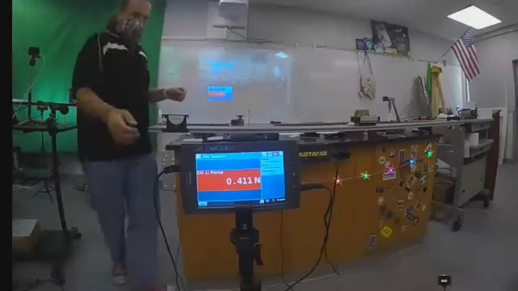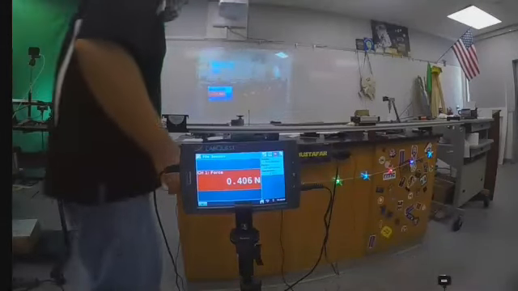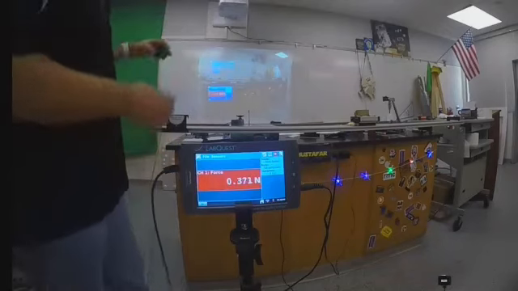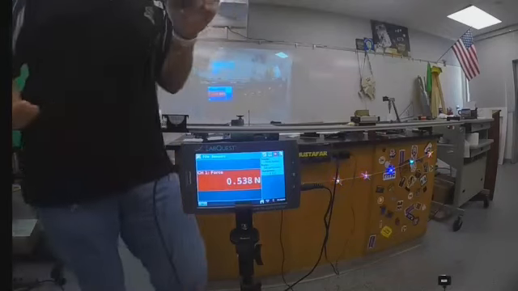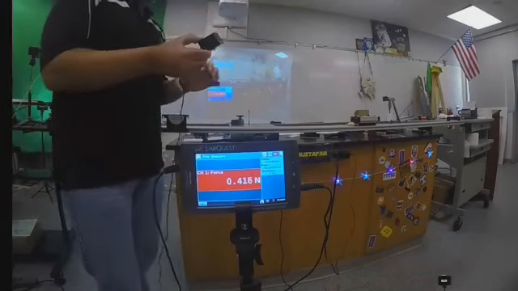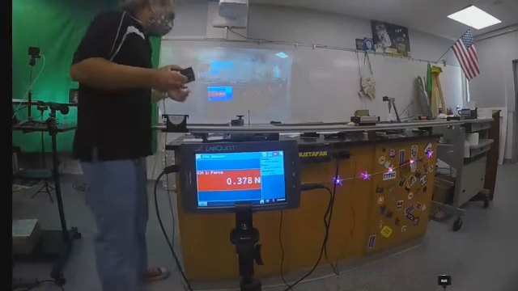I've got a force probe. It is right here. Now, a force probe is like a spring scale, but the downside of the force probe is that it reads something like right now.